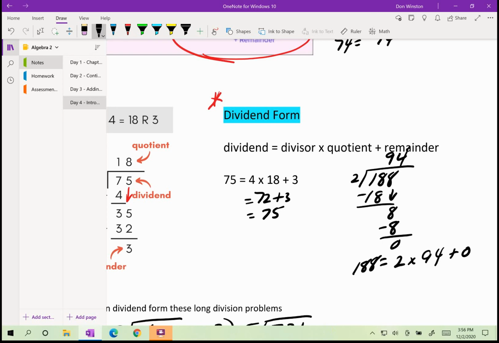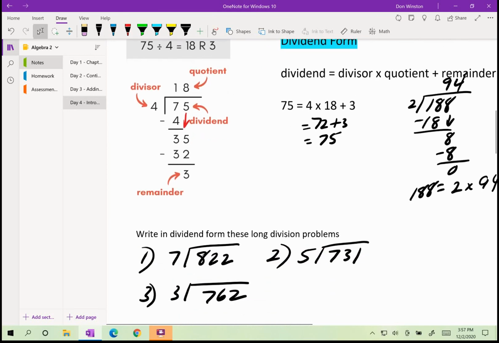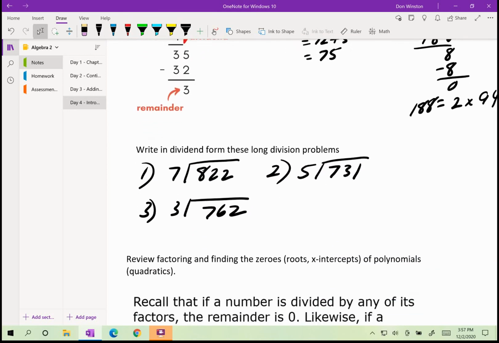Okay, so that, again, the dividend form is going to be really, really important for us tomorrow, except we'll be working with polynomials. All right, so now with that background knowledge, we can begin the process of long division of polynomials. Just before we get there, though, I want you, as a practice, to pause the video and try these 3 problems.